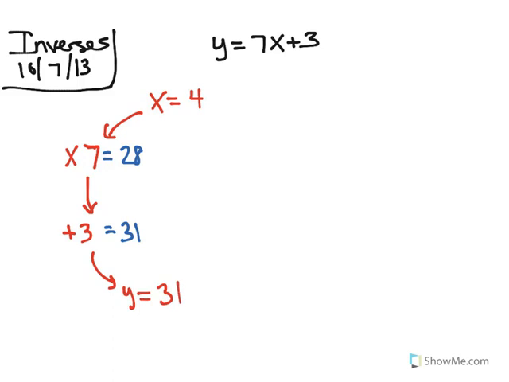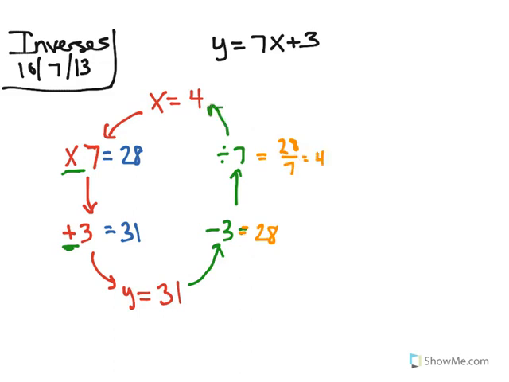Now what the inverse is going to do is go backwards through everything. I'm going to start with 31 and go backwards. Well, over here I did plus 3, so now I'm going to do minus 3. So 31 minus 3 gives you 28. Next thing I would do is, instead of multiplying by 7, the opposite of times 7 is to divide by 7. And when I divide by 7, 28 divided by 7 gives us our 4, which is what we had at the beginning.